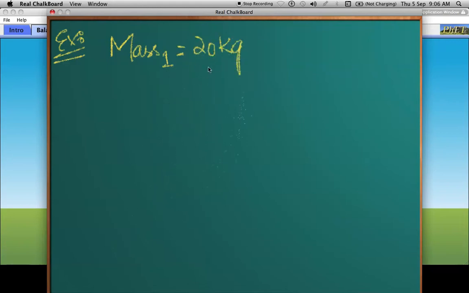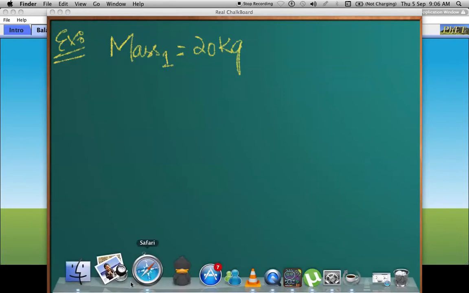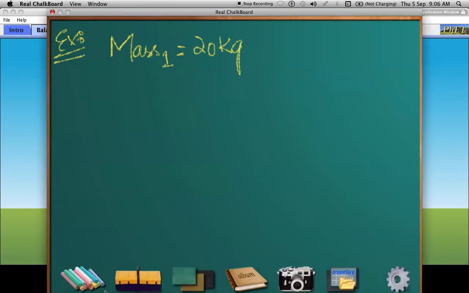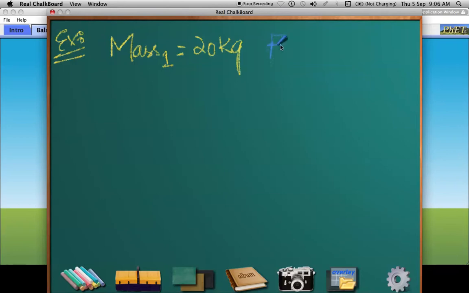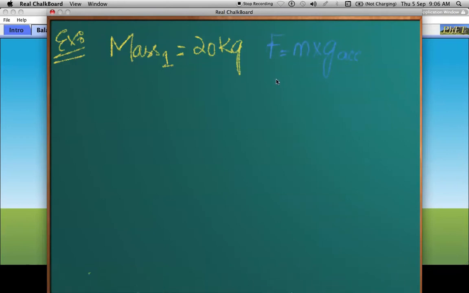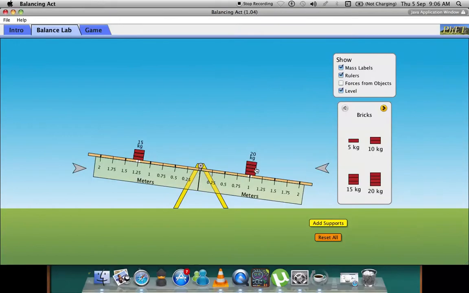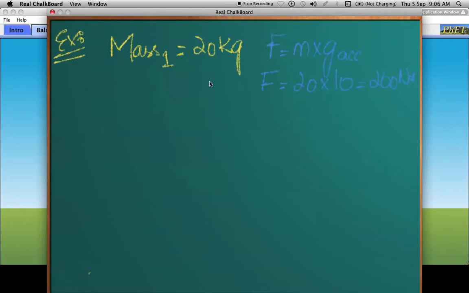So always remember that this is not the force, this is simply the mass. So let's find out the force associated with this mass, and we know this is simply given by mass times gravitational acceleration. So force is equal to 20 times 10, which gives me 200 newtons. And since this mass moves it in this direction, this is 200 newtons in the clockwise direction.